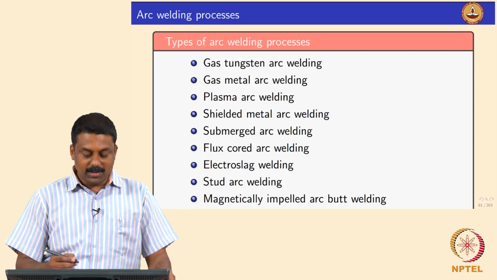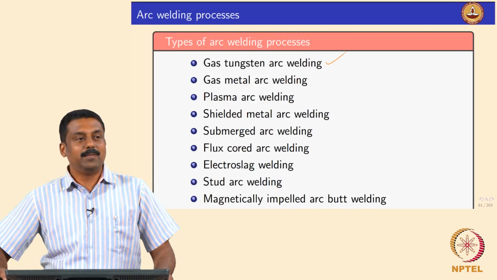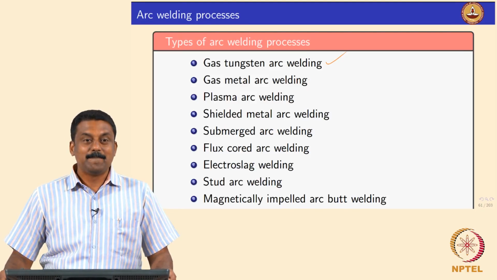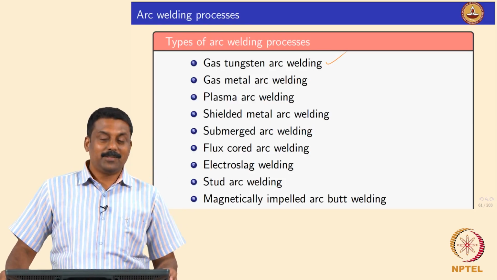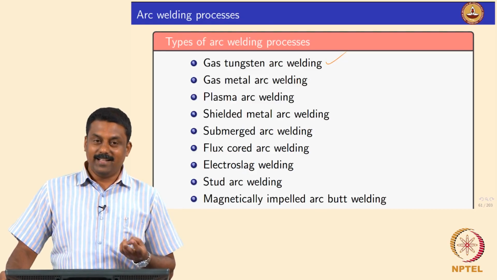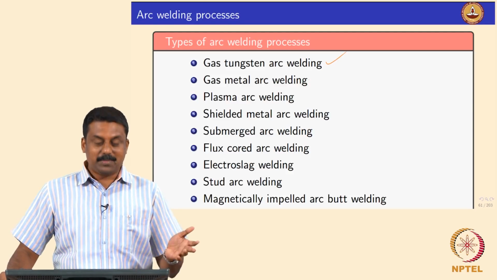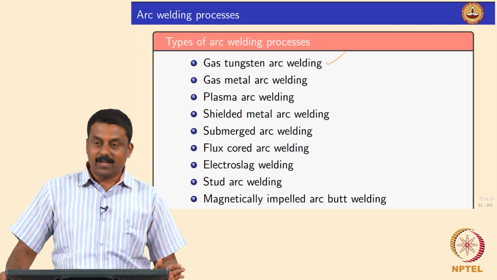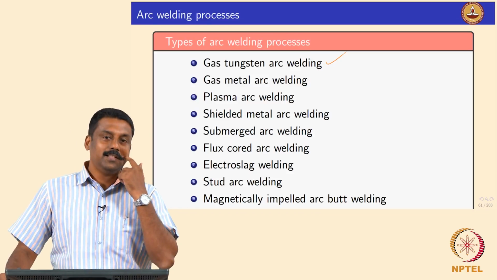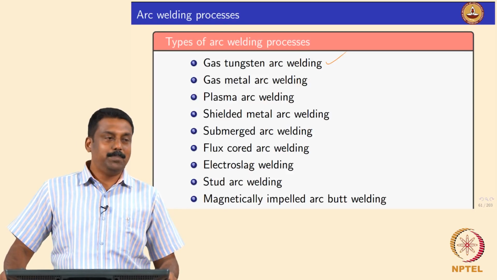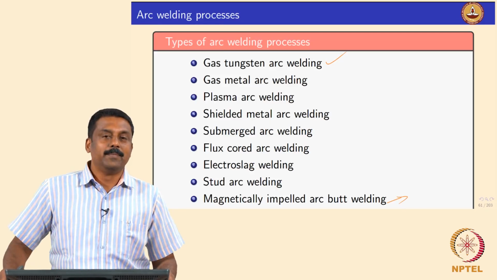So there are types of arc welding processes we look at in this section: gas tungsten arc welding, gas metal arc welding. When does an arc become plasma? When the arc becomes electrically neutral. So there is a type of welding process, plasma welding, it's not arc welding. So we convert the arc into plasma. So the plasma arc welding, shielded metal arc welding, submerged arc welding, flux core arc welding, electroslag welding, stud arc welding, and the new process, magnetically impelled arc butt welding. We look at them one by one. This we are going to install in a couple of months in our lab.